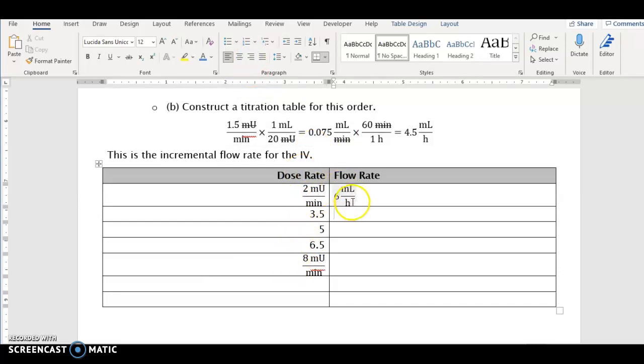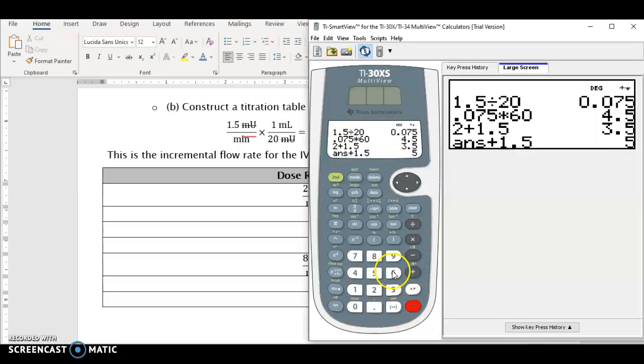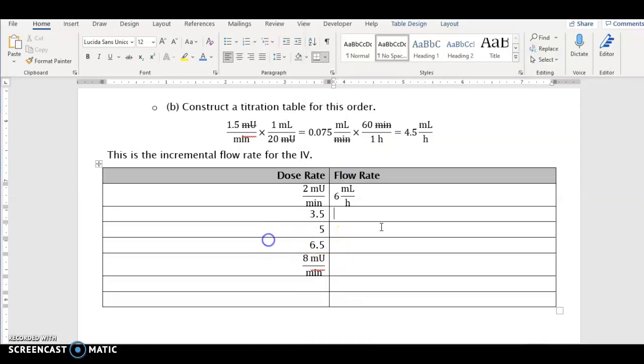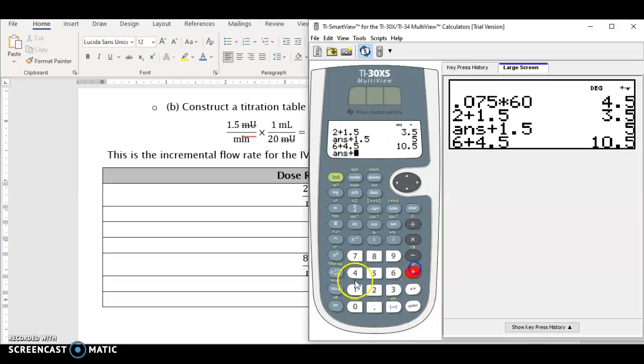We already have the initial flow rate on the IV, and we figured out the incremental flow rate in part B. So now we're going to fill out the right-hand side of the table. We take 6 and add 4.5 to it. 6 plus 4.5 is equal to 10.5. Again, if labor is not induced, to go up to the next dosage rate, we would increase the flow rate to 10.5. Likewise, we're going to add 4.5 again.